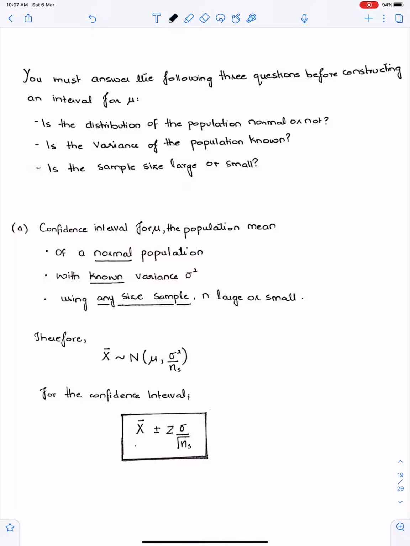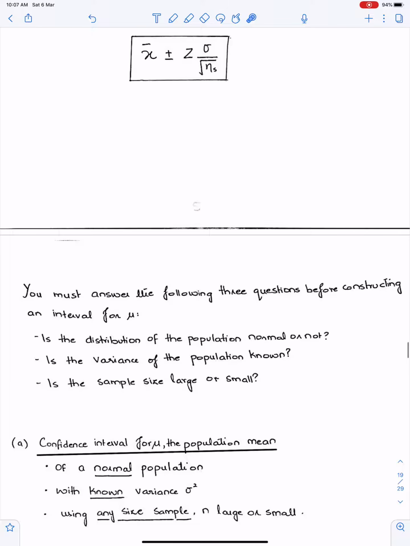Now this is very important. Before constructing the confidence interval, you must know three things. Number one, the name of the population. Whenever you are going to construct the confidence interval, you must know whether the population is normal or not normal. Number two, you must know about the variance, whether the variance is known or unknown. And number three, you must know the sample size. So three things are very important. I'm writing these three things here.